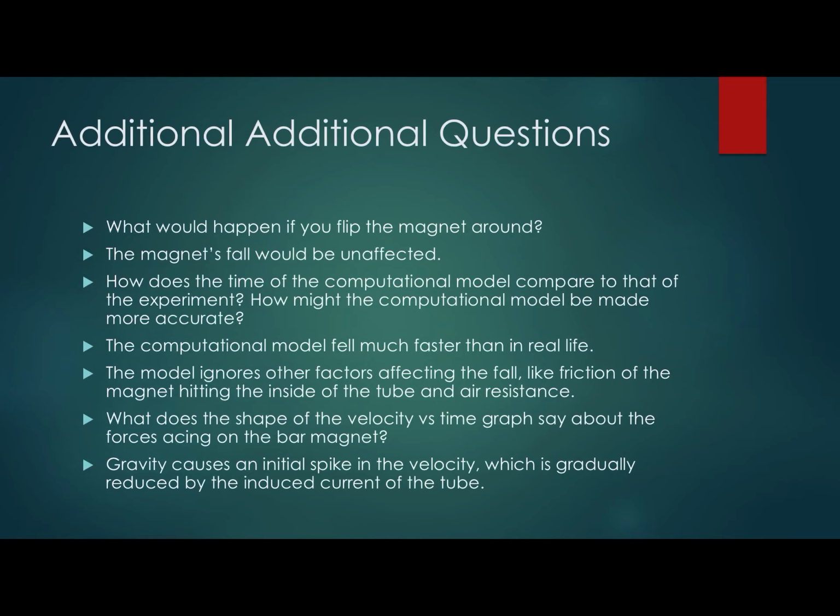What does the shape of the velocity versus time graph say about the forces acting on the bar magnet? Gravity causes an initial spike in the velocity, which is gradually reduced by the induced current of the tube.